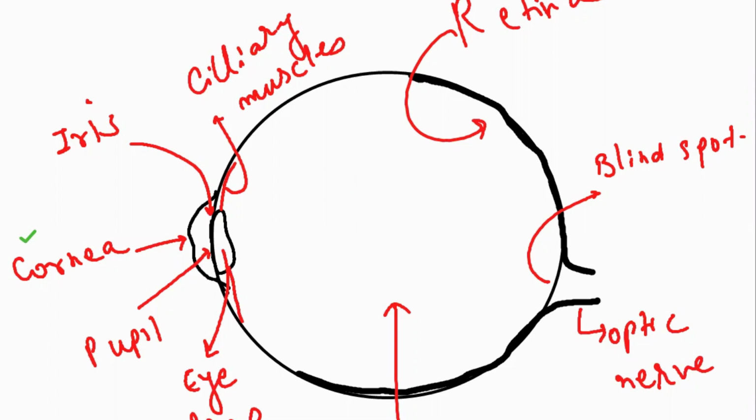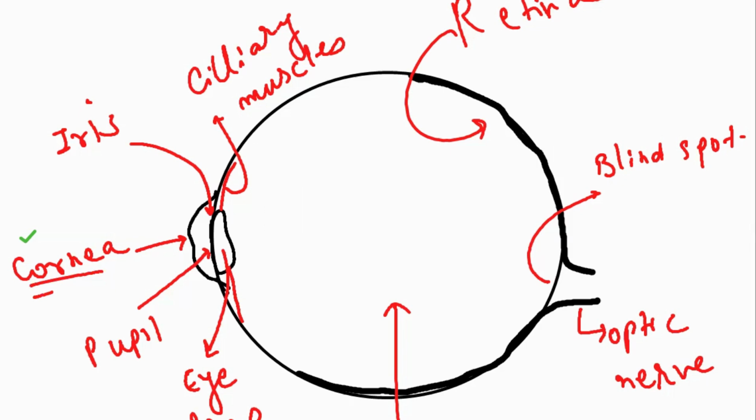Clear? What I said? Whenever light comes from an object, it always enters into the eyes via my cornea. Cornea. Clear? So it is made up of what? Transparent substance. If the question asks how it is made up, it is made up of transparent substance.